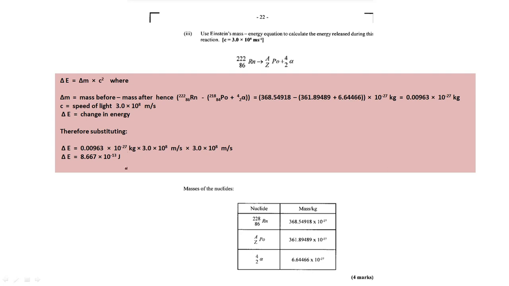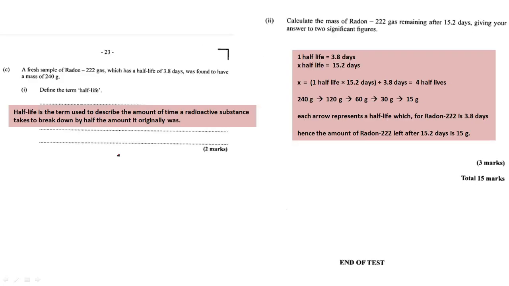A lot of times we forget to square it. And what we're going to get is 8.667 times 10 to the negative 13 joules. Okay? So that should be your answer there.